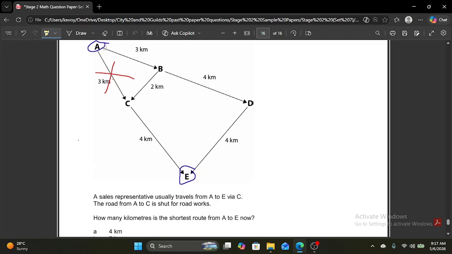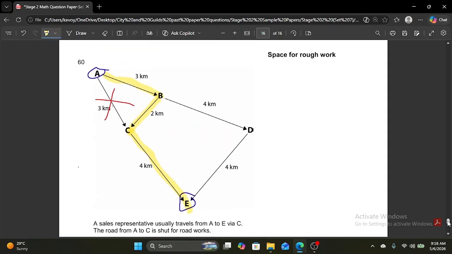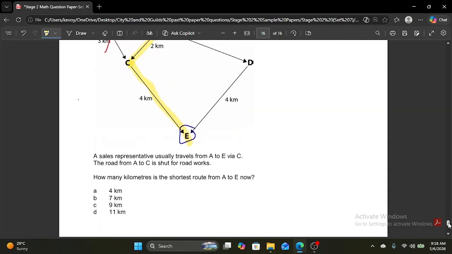If A to C is shut off, then we can use A to B. And then instead of going all the way to A to D, and then from D to E, it will be easier to go from B to C because it's 2 kilometers. And then we'll have from C to E. So that's the shortest distance right there. All we have to do is add everything together.